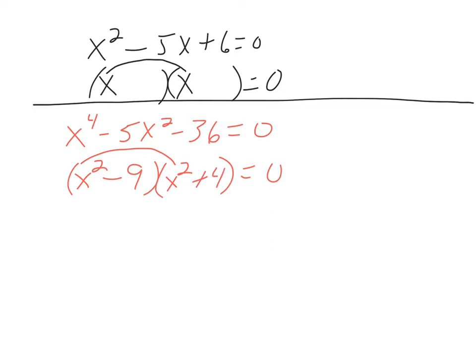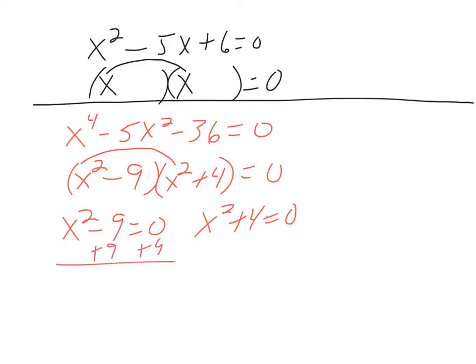If we would FOIL that, or double distribute all of that, we'd end up with our original equation of x to the fourth minus 5x squared minus 36. So now, just like in the first two slides, we're going to take each one of the factors and set it equal to 0, and we're going to solve for them then. So we have plus 9, plus 9.